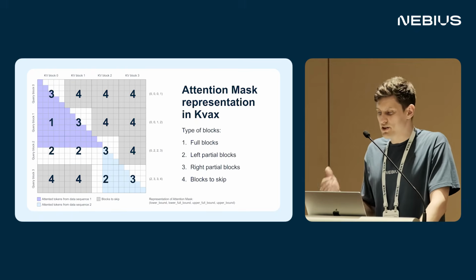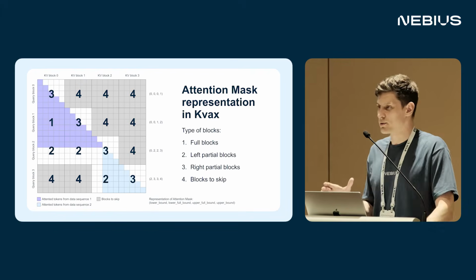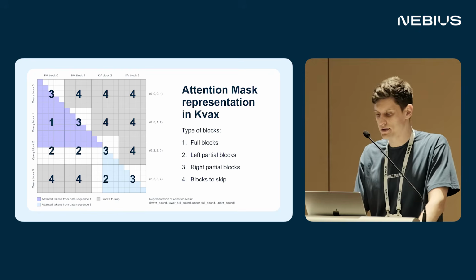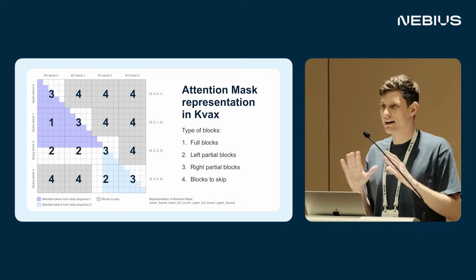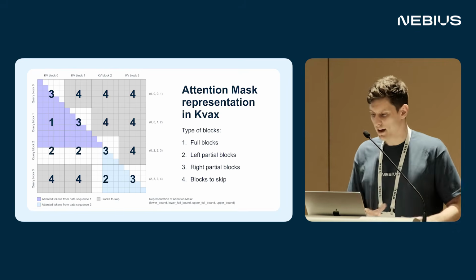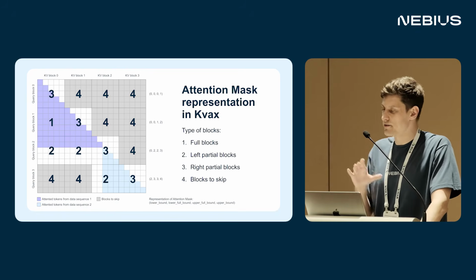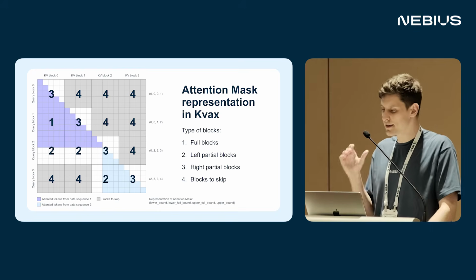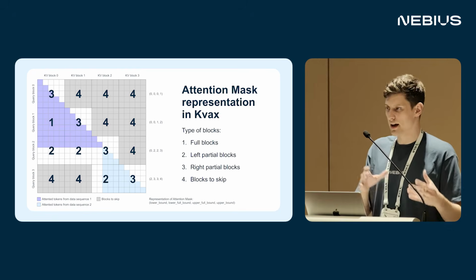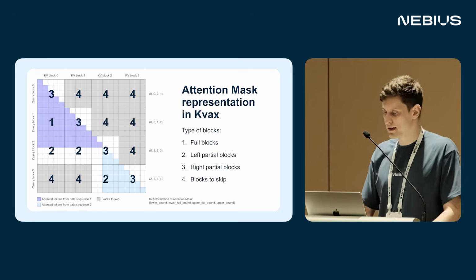To calculate the attention mask efficiently, Kvax classifies all attention blocks into one of 4 types. The first type is the full blocks, where we do not apply any type of mask. The second type is left partial blocks, where only the document mask is applied because of the start of the sequence effect. The third type is right partial blocks, where we apply both causal and document masks. And finally, the fourth type is the blocks that we can skip during the computation.